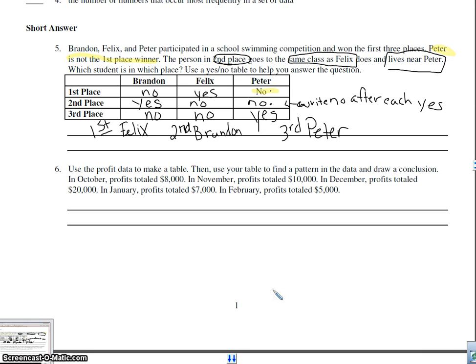In October, profits totaled $8,000. In November, $10,000. Those are key things. Let's get out our highlighter. October was $8,000. November was $10,000. December was $20,000. January was $7,000 and February was $5,000. So we're going to make a table, and I see that I have 1, 2, 3, 4, 5 months. So I need 5 rows.